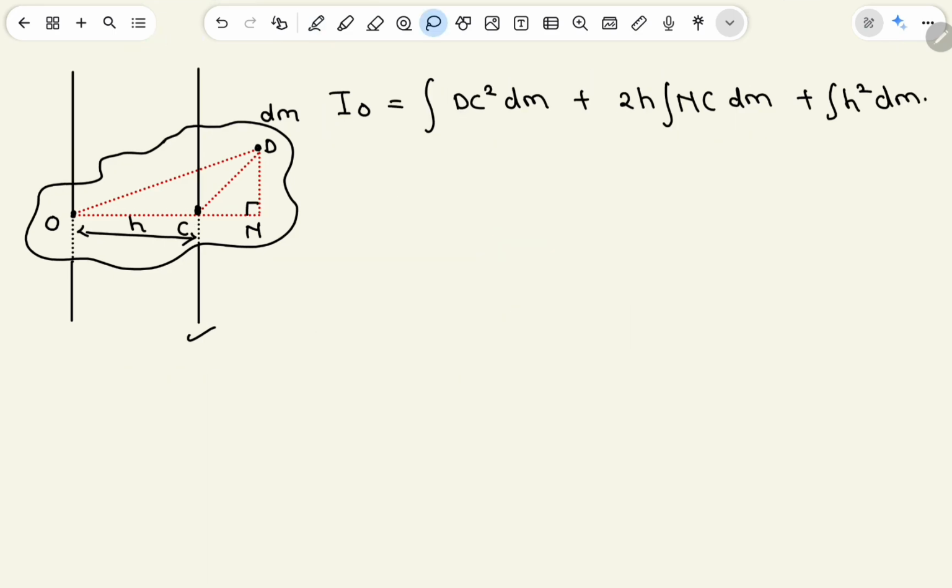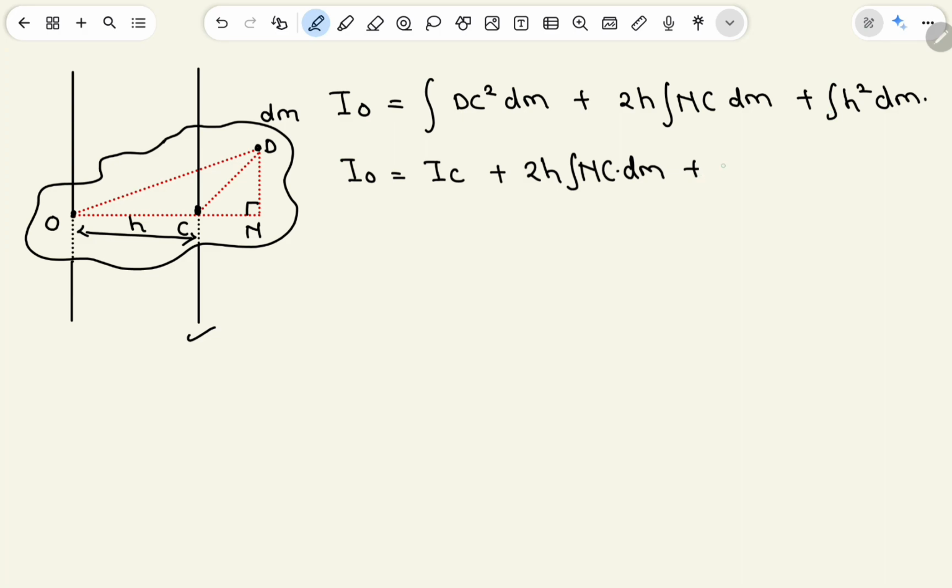Okay, so this is the equation that we have. IO is equal to integral dc square dm plus 2h integral nc dm plus integral h square dm. Now, integral dc square dm is nothing but IC. We have defined it earlier, and that is nothing but the moment of inertia about the axis passing through the center of mass. Plus, let's keep the middle term as it is.